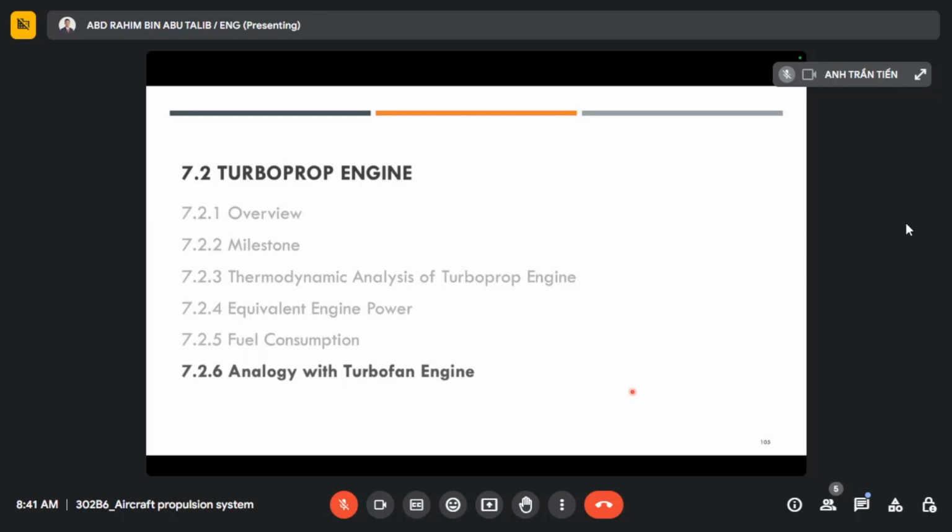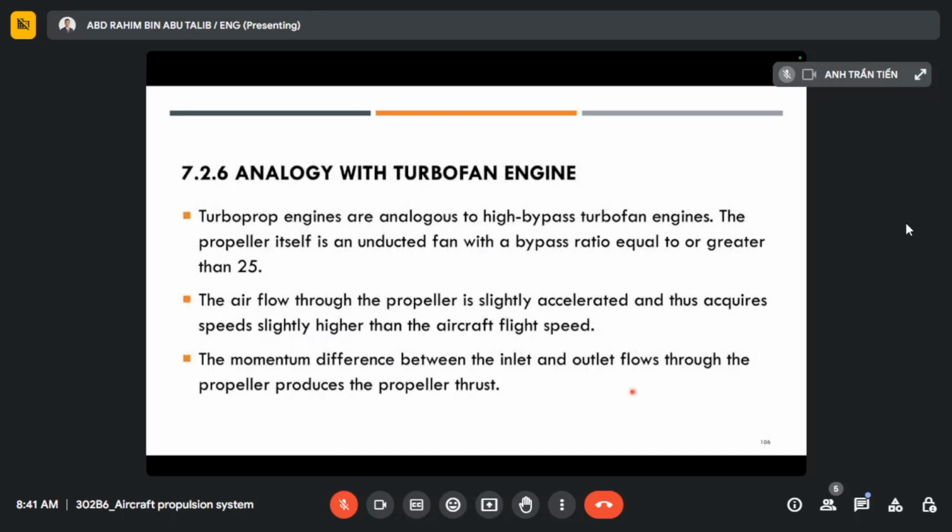All right, before we end, it is probably best to go into the last subtopic for the turboprop engine, the analogy of the turboprop engine with the turbofan. A turboprop engine is analogous to a high bypass turbofan engine, and the propeller itself is an unducted fan with a bypass ratio equal to or greater than 25. The airflow through the propeller is slightly accelerated and thus acquires a speed slightly higher than the aircraft flight speed, and the momentum difference between the inlet and outlet flow through the propeller produces the propeller thrust.